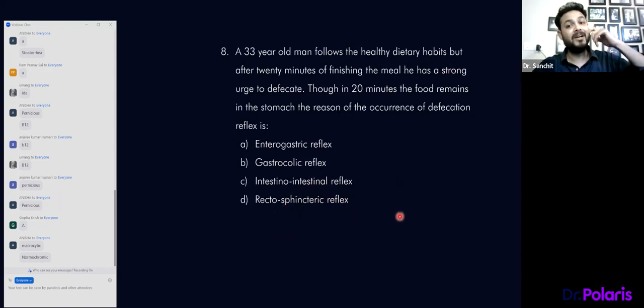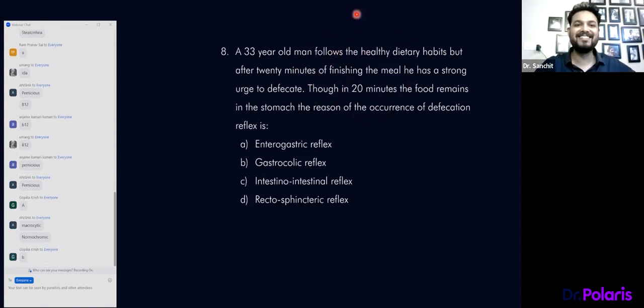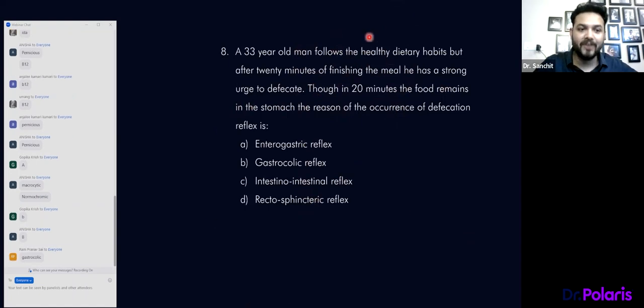I'm still telling you, the food is still in the stomach. So what will be the reflex? Gastrocolic reflex. Simple. This question can be attempted even if you don't know any of these reflexes. Just think: the food remains in the stomach at 20 minutes, so it cannot reach the rectum or my intestines.